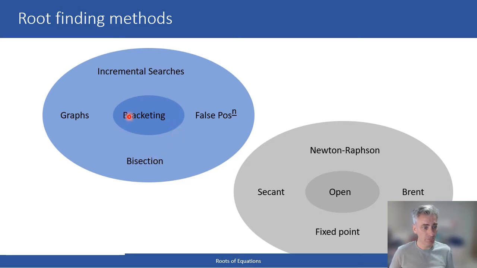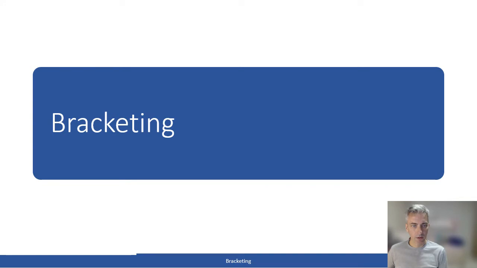We're mainly going to look at the bisection and the false position method for the bracketing methods, and for the open methods we're mainly going to concentrate on fixed point and Newton-Raphson, and we'll briefly discuss the Brent method. So the first method that we're going to look at is the bracketing method.